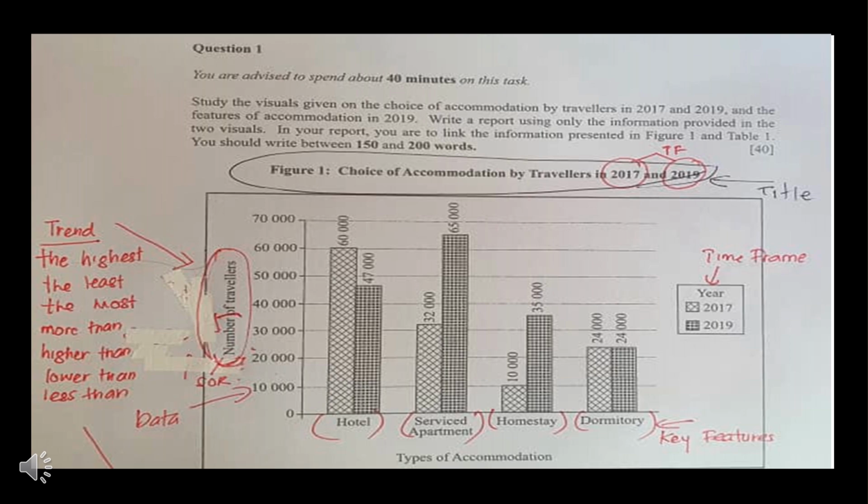Okay. As for the static trend, here are the highest, the least, the most, more than, higher than, lower than, and less than. As for the time frame given are the years 2017 and 2019. Remember, the source of reference here is the number of travelers. Remember, if you do not write the number of travelers, then it will lead to distortion here.